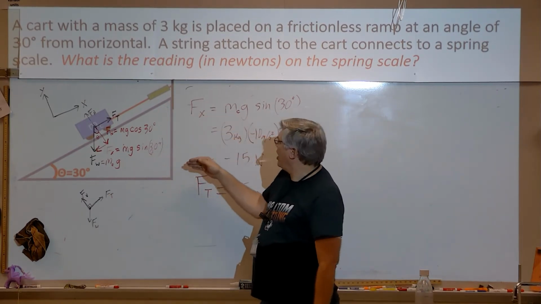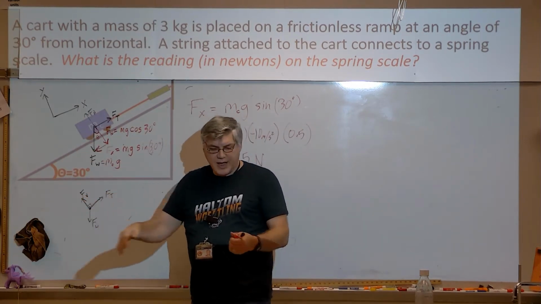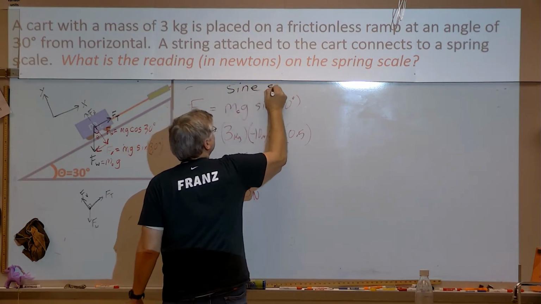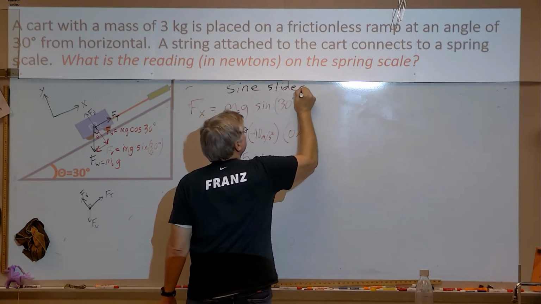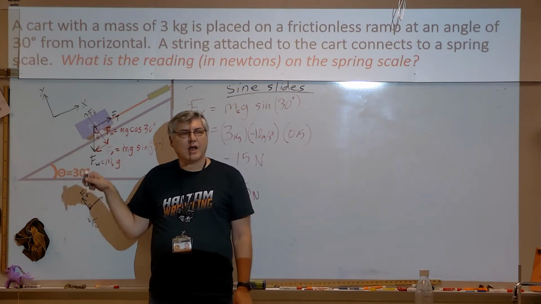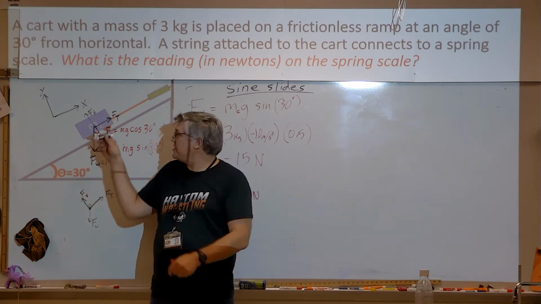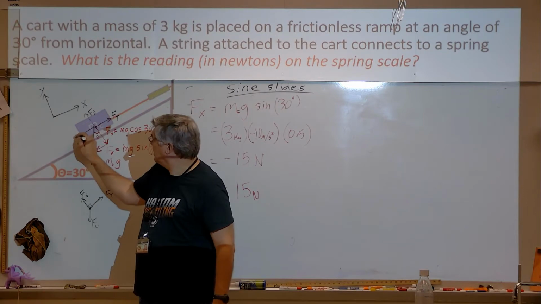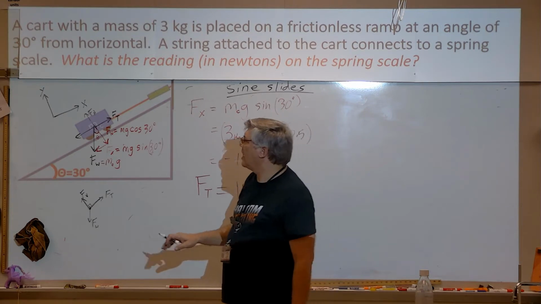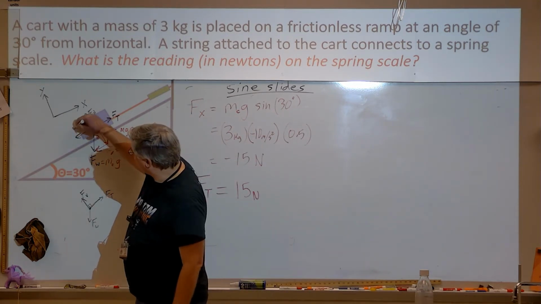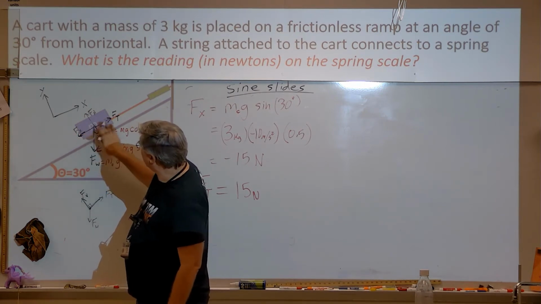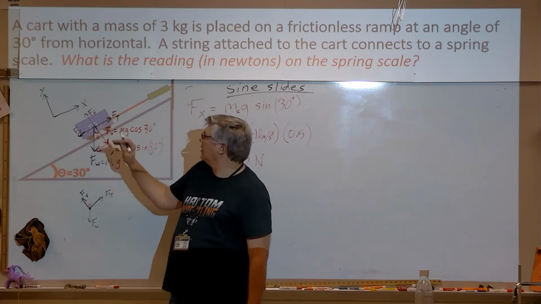One way to remember that it's the sine that's pointing down, and I've mentioned this several times already. Remember, sine slides. So the sine, when we talk about gravity pulling down, the component of gravity that is in the direction of down the ramp is the sine of the angle times the component of gravity. So that's our F sub x. And, of course, the length of that arrow should be equal to the length of the tension force.